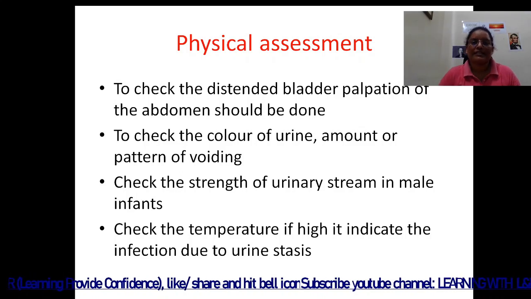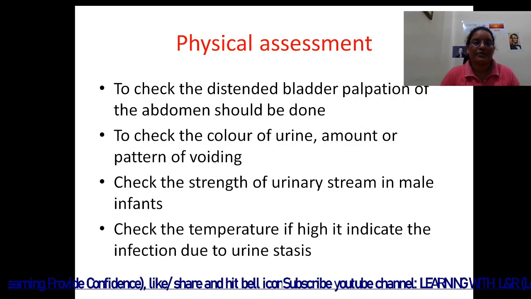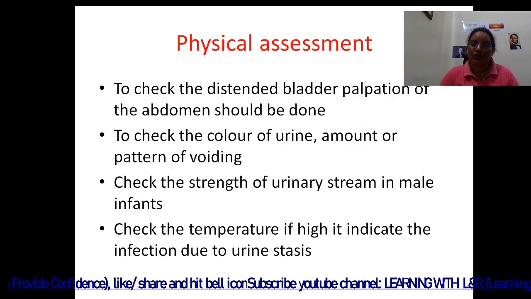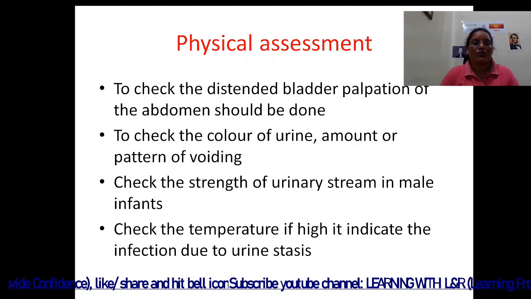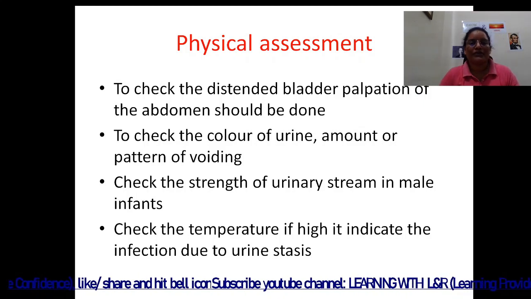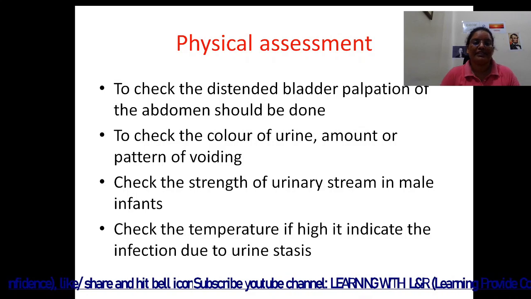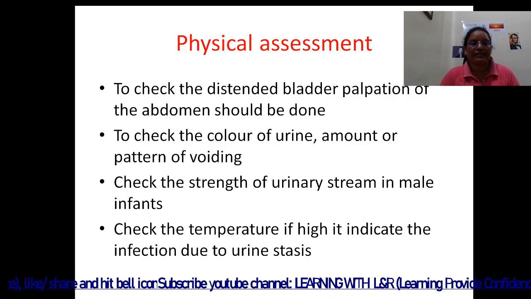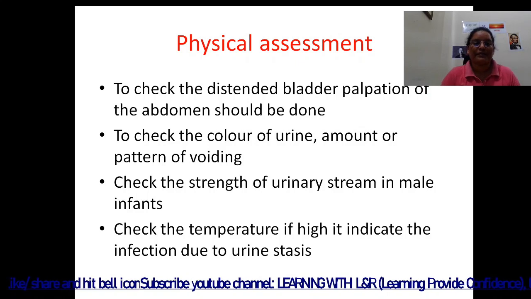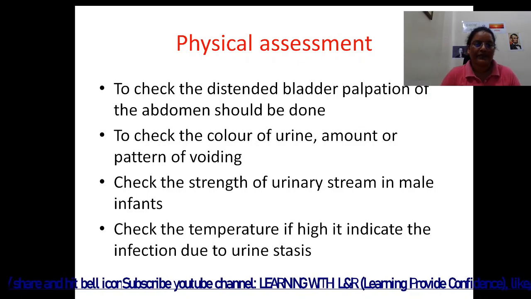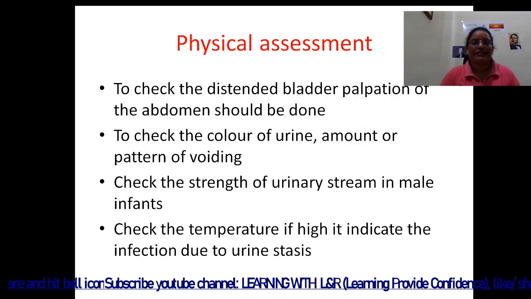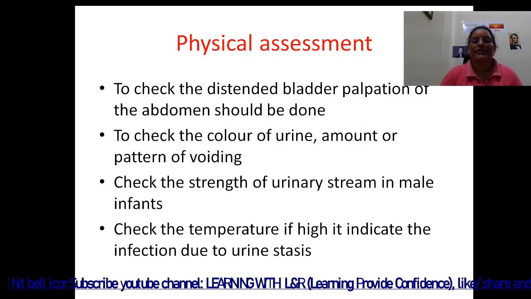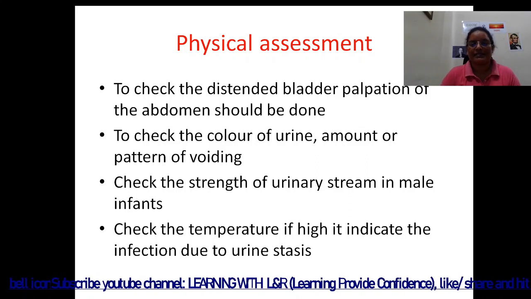Then physical assessment. How do we assess the child physically? To check the distended bladder, palpate the abdomen. Then check the color of the urine, the amount of the urine and the pattern of voiding. Check the strength of the urinary stream in a male infant. Usually when the child is suffering from obstructive uropathy, the urinary stream becomes weak in males. Then check the temperature. If the temperature is high, it indicates infection due to urine stasis.